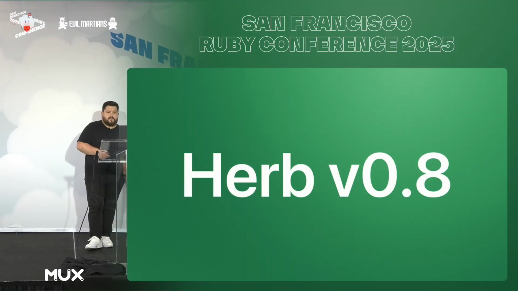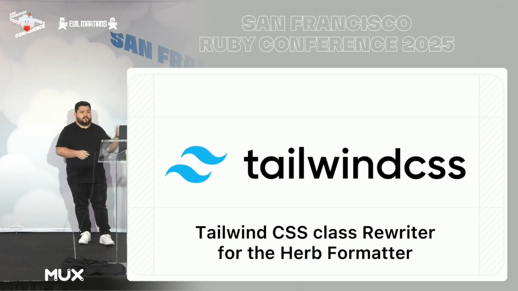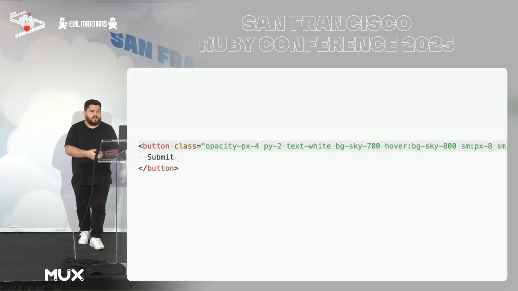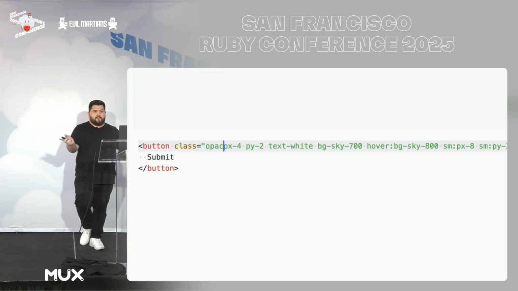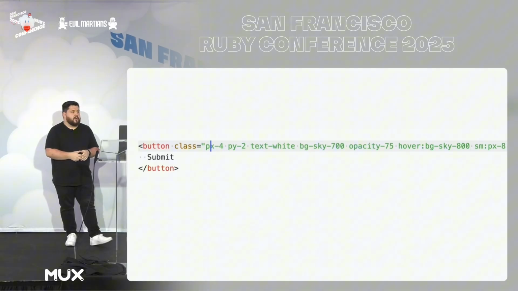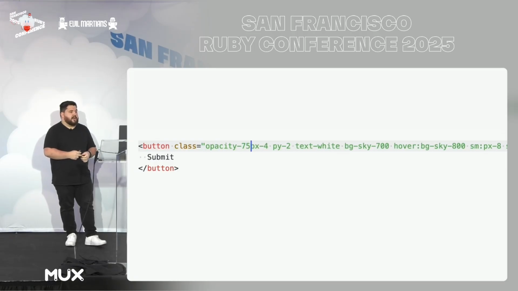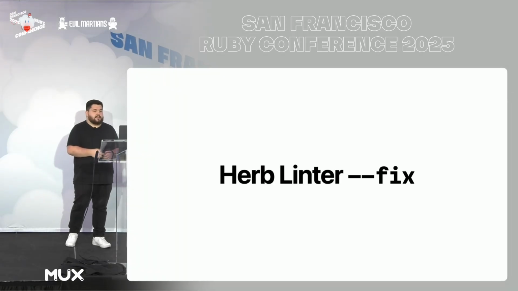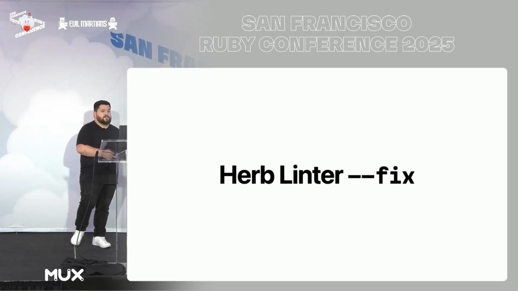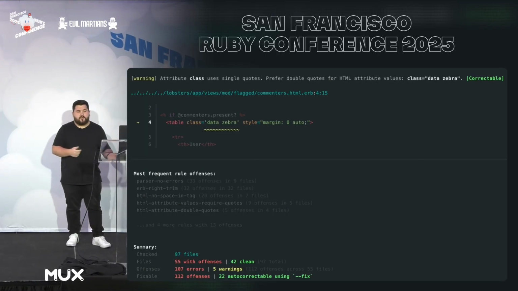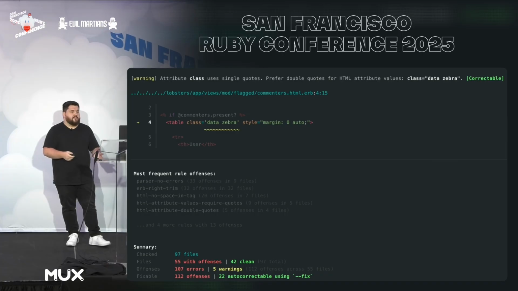And now with the latest release, Herb 0.8, we also got the Tailwind plugin built in, so if you save the file, it will format the Tailwind classes in the recommended order that Tailwind provides. There is a --fix command for the linter, so it will show you which ones are autocorrectable, and it will autocorrect them for you if it can.